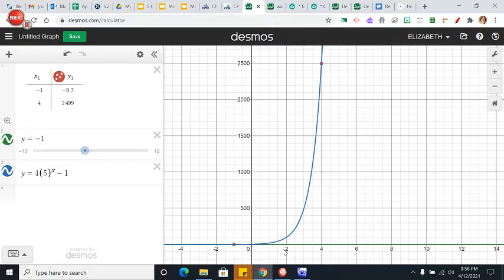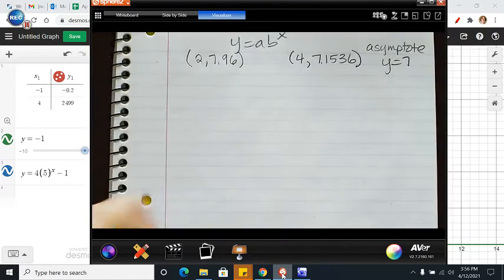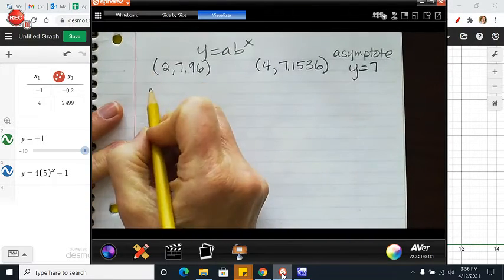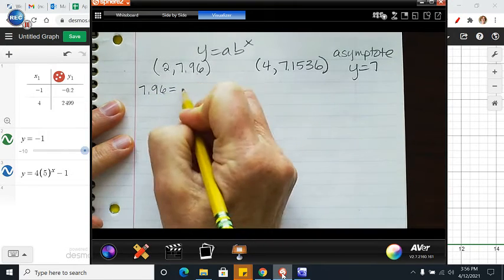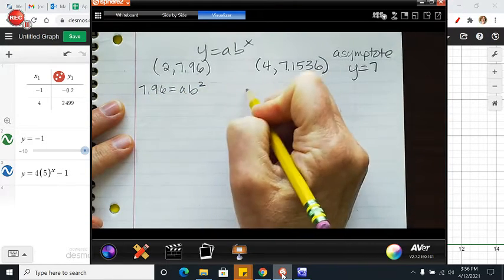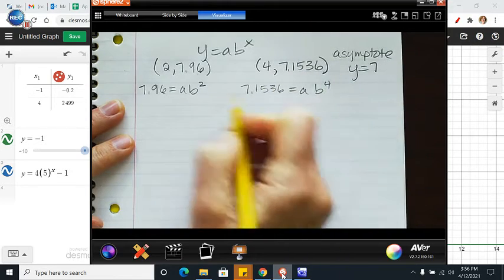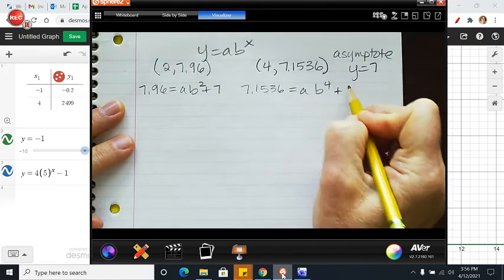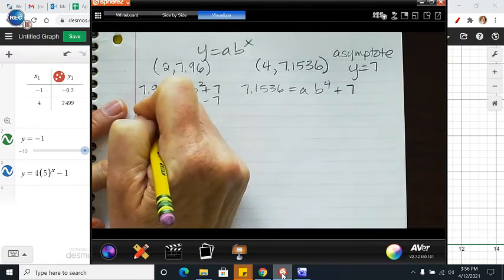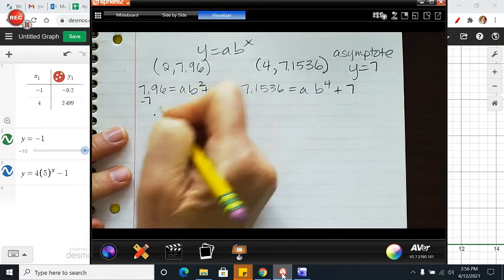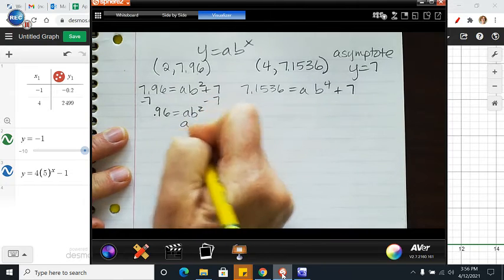Okay, so I'm gonna do this next one. If you want to pause the video and try it on your own and then see if you get it right. I'm just gonna plug in y and x. And then I'm gonna put +7 because it's got an asymptote at 7. So same thing, just subtract 7 from both sides. Solve for a.